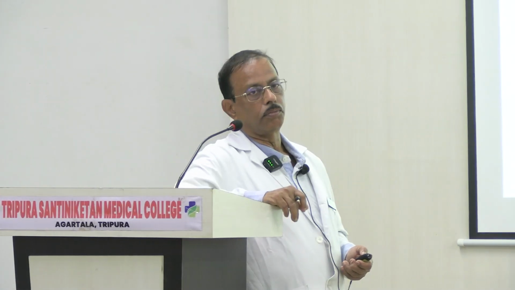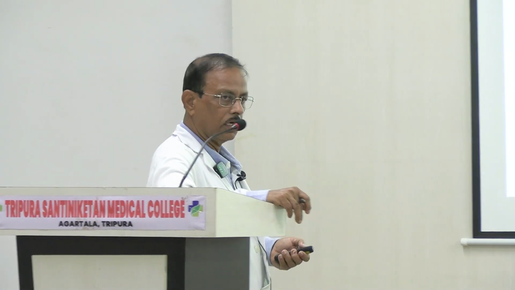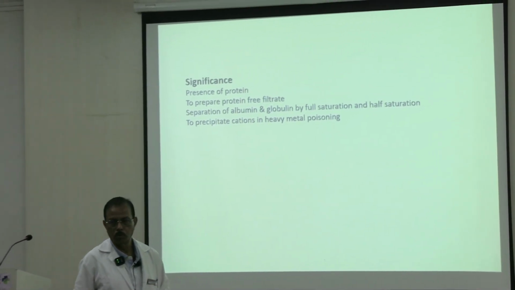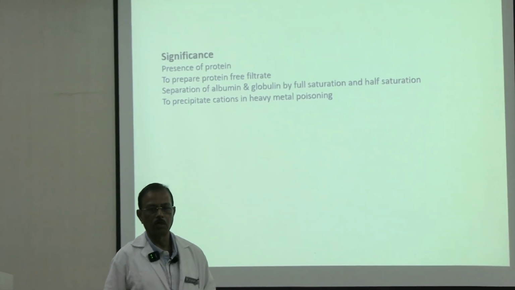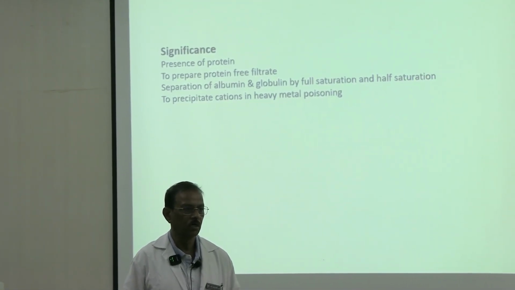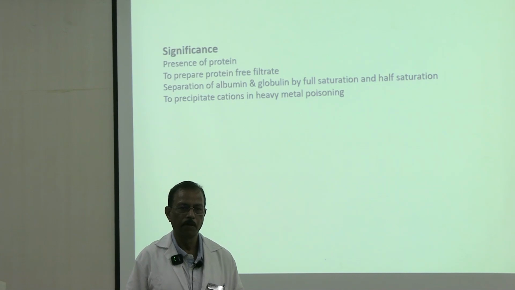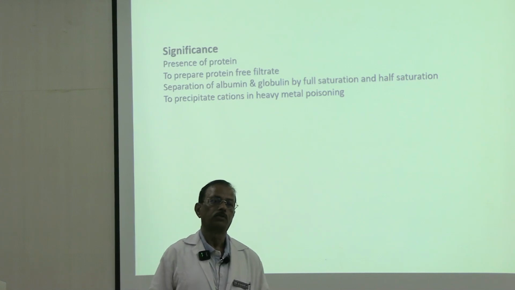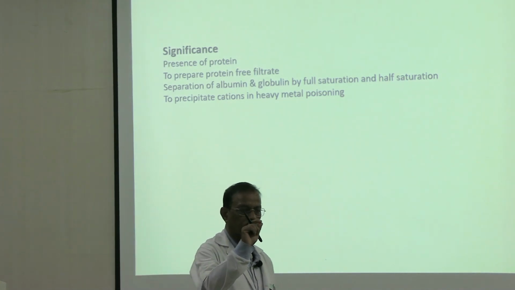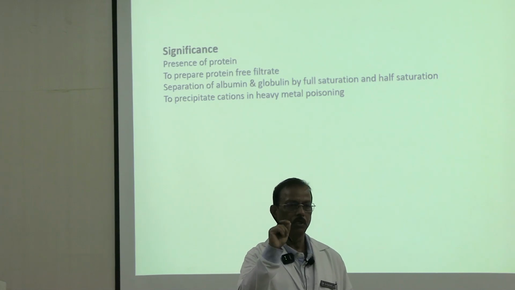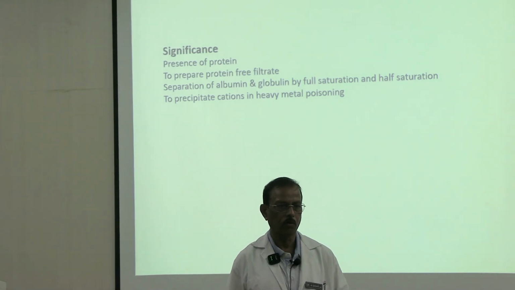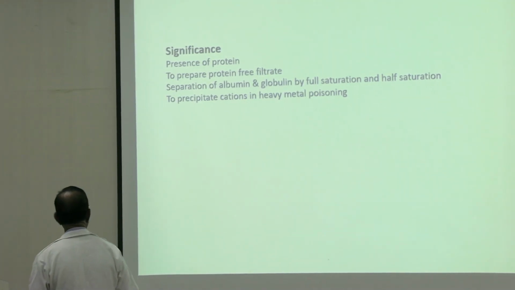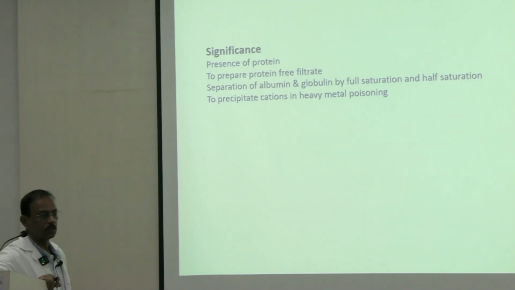Significance of precipitation of protein: we detect whether a solution contains protein or not. When you do your urine examination, you have done the heat coagulation test, is it? Have you done the heat coagulation test during your urine test in practical? Yeah. So in that case, we allow the upper part of the urine sample to boil, and that causes precipitation of the protein due to coagulation. So we detect whether protein is present or not.